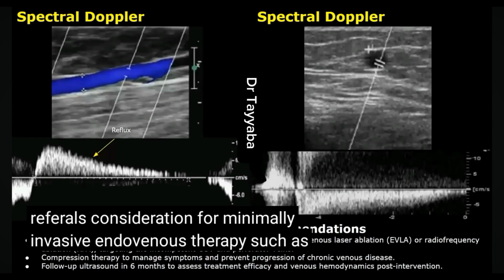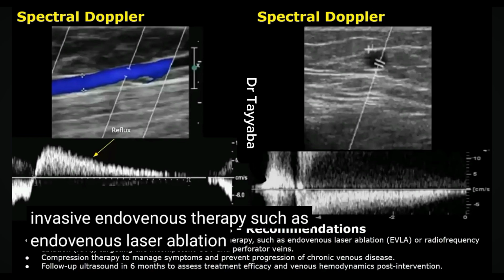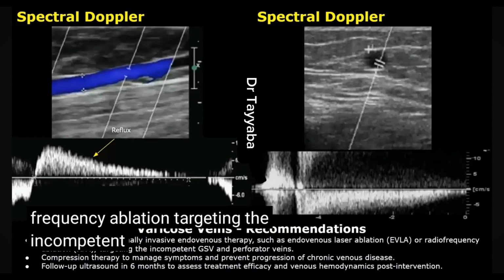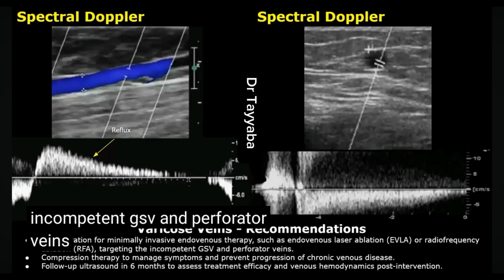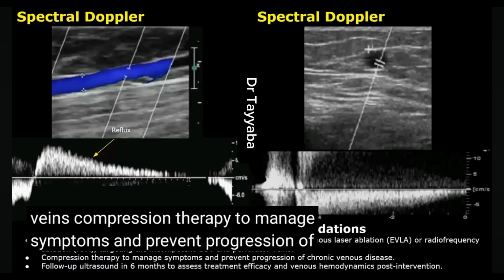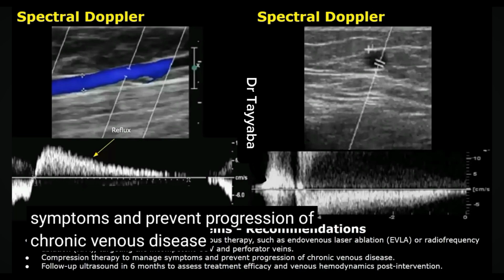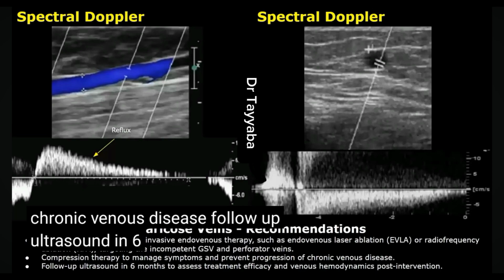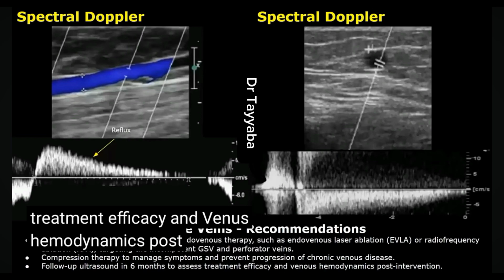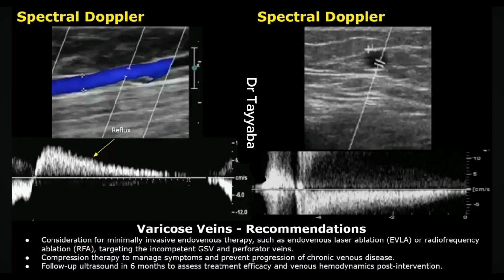Consideration for minimally invasive endovenous therapy, such as endovenous laser ablation or radiofrequency ablation, targeting the incompetent great saphenous vein and perforator vein. Compression therapy to manage symptoms and prevent progression of chronic venous disease. Follow-up ultrasound in 6 months to assess treatment efficacy and venous hemodynamics post-intervention.